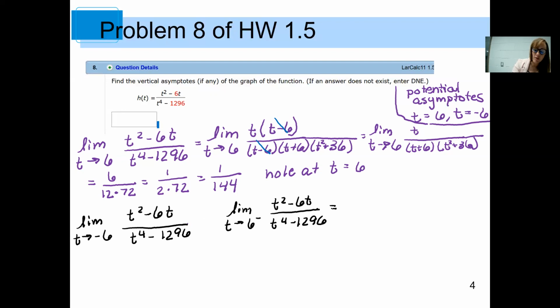Now we can use some of the work that we did up top. And so that tells me that this is going to equal the limit as t approaches -6 from the left of t over (t plus 6)(t squared plus 36). And this should be a -6, right? -6. That explains why it was not working.